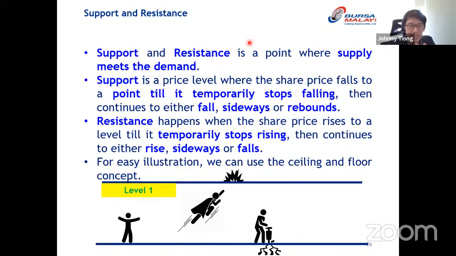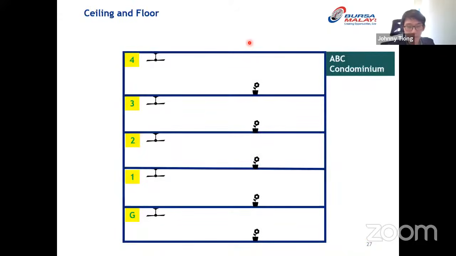Okay, so for easy illustration, we're going to use the concept of the ceiling and floor. Very easy one. Imagine this is an ABC condominium. There are 5 floors: G, 1, 2, 3, 4. In Malaysia, we don't have number 4. We call it 3A. So 1, 2, 3, 3A, because 4, nobody wants to die.